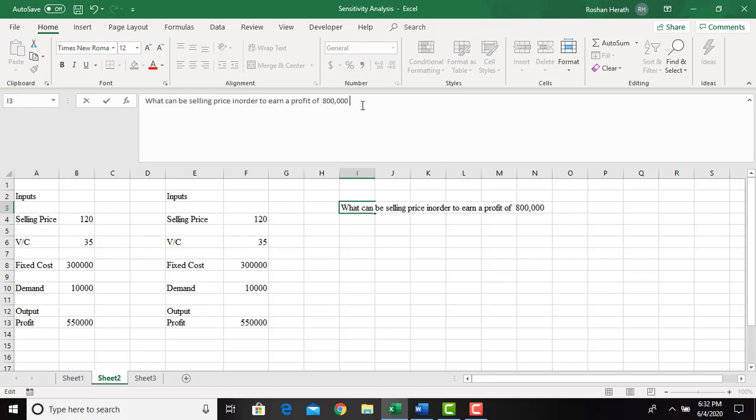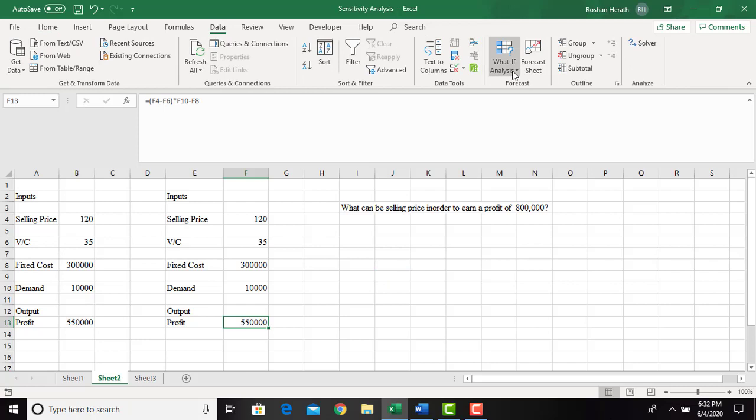Let's say a question like this has been given. Then how do we have to work this out? Then this is all we have to do. So you may go to the output, then you may go to the data. There you have what-if analysis. Then take goal seek.